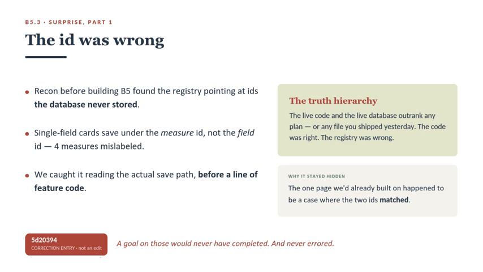It had been hiding because the one test we'd built on so far happened to be a case where the two names matched. And the fix wasn't a change to the code. The code was right, the real data was right, the registry was wrong. When your notes and your live data disagree, you trust the data every time.